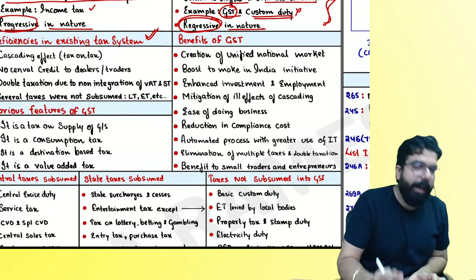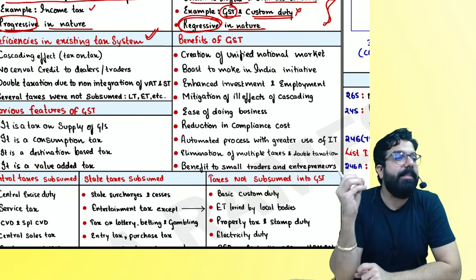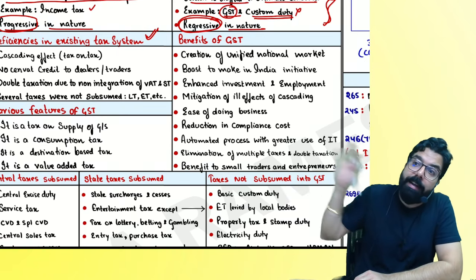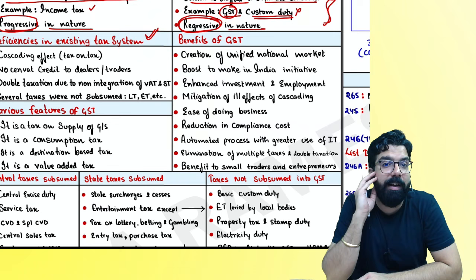Now, whenever a new tax system comes, for example, GST came, it means there was some problem in the earlier tax system because of which GST came in. Do you guys agree with me?